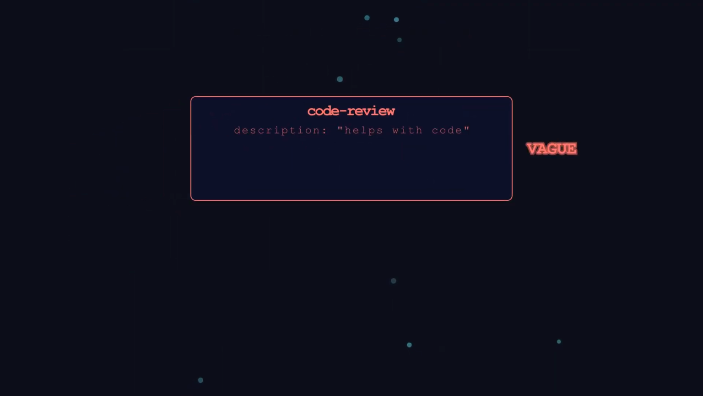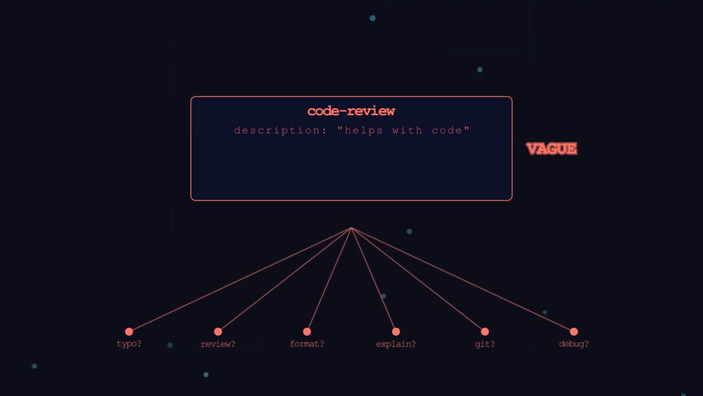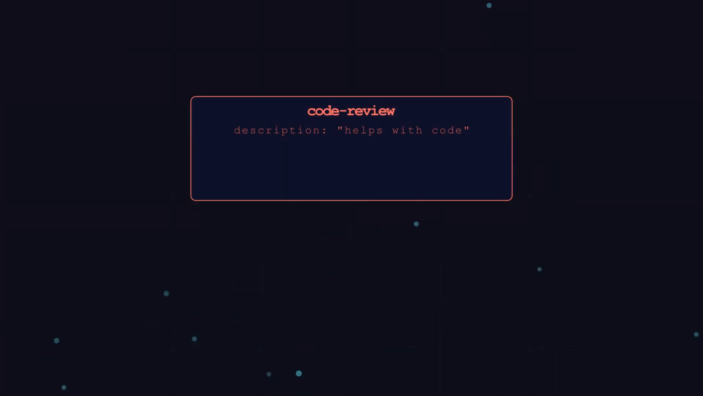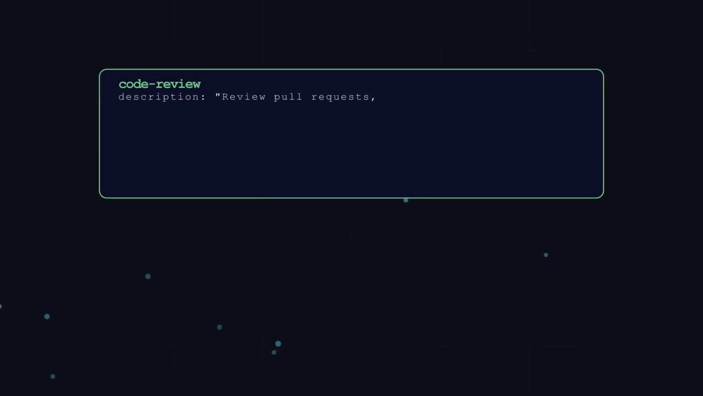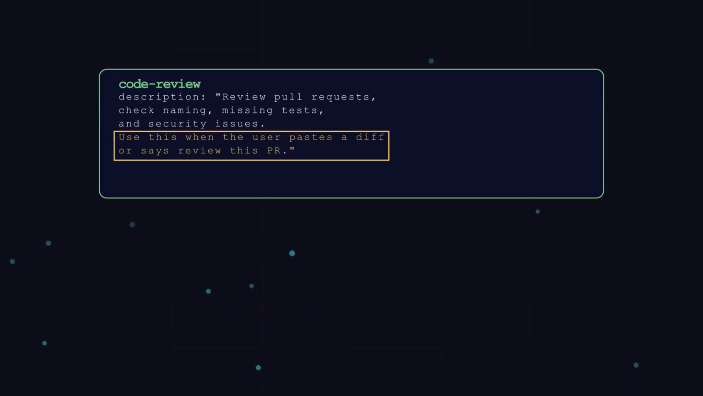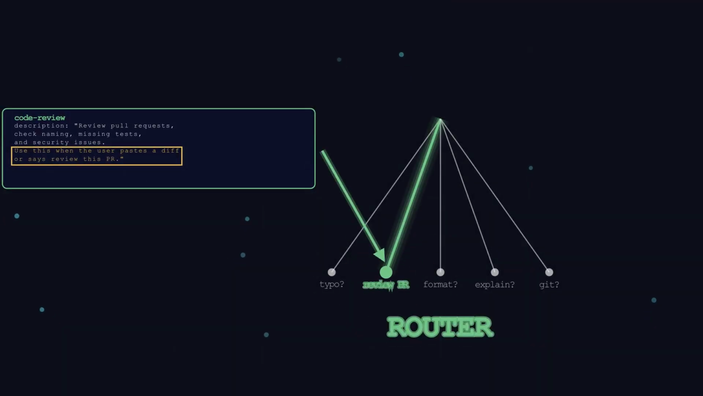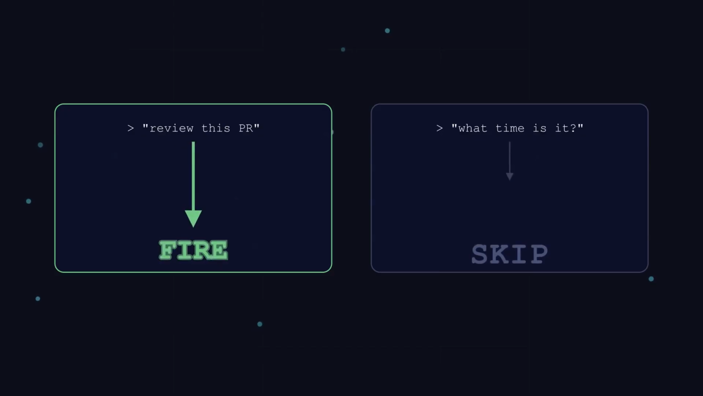If your description for code review says helps with code, the agent has no idea when to fire it. Code is everywhere. It might fire on a typo question. It might miss an actual review request. Make it sharp. Review pull requests, check naming, missing tests, and security issues. Use this when the user pastes a diff or says, review this PR. Now the boundary is clear. The agent fires it on the right prompts and skips it on the wrong ones.